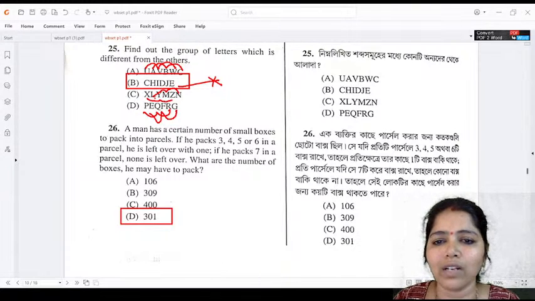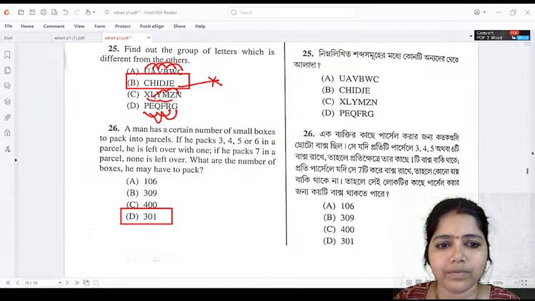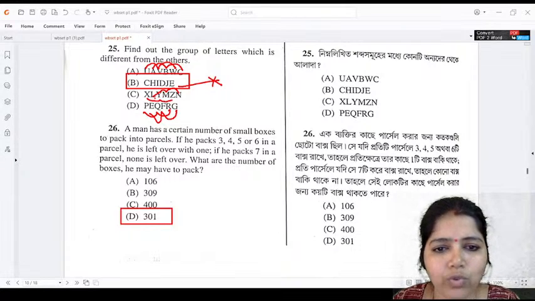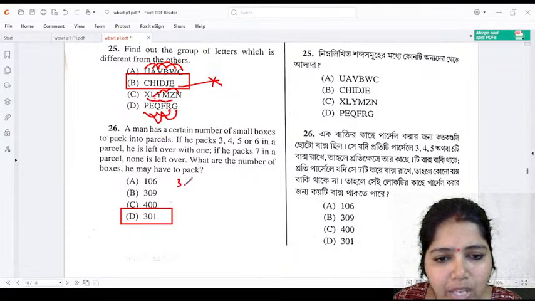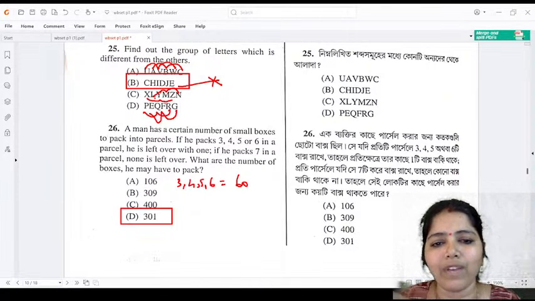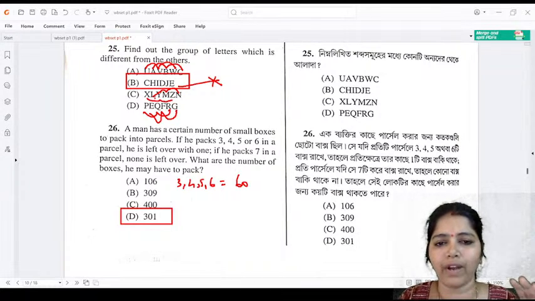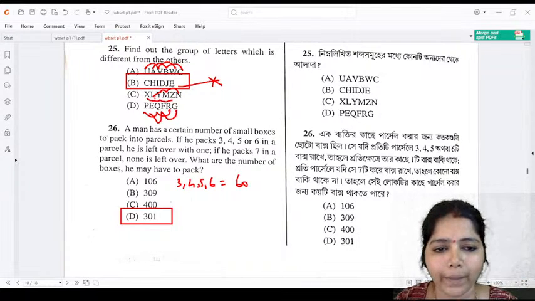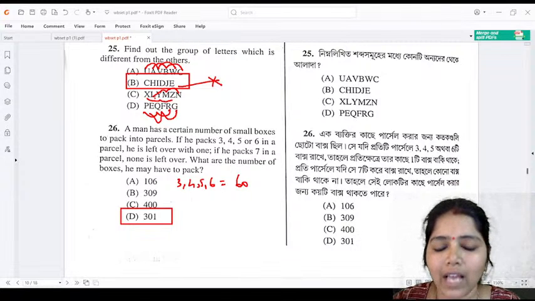Yes, we will do this one. For that, we have to find out the LCM of 3, 4, 5, 6. If I take the LCM, I'll get 60. Why have we done this? We have to find out the remainder, so we have to compensate with that. So take the LCM of 3, 4, 5, 6, which becomes 60.